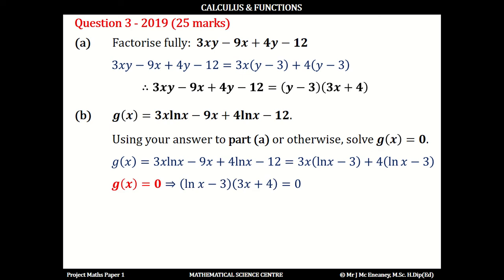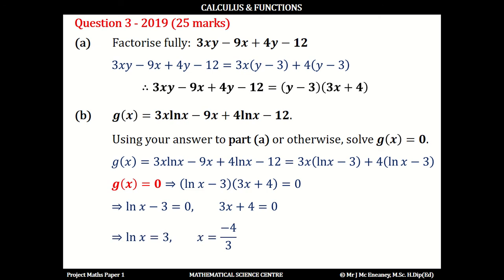And then we have to equate that equal to 0. So we're going to let both of these factors separately equal 0. So we're going to have the ln of x minus 3 equals 0 or 3x plus 4 equals 0. So this means the ln of x equals 3 or x equals minus 4 over 3.